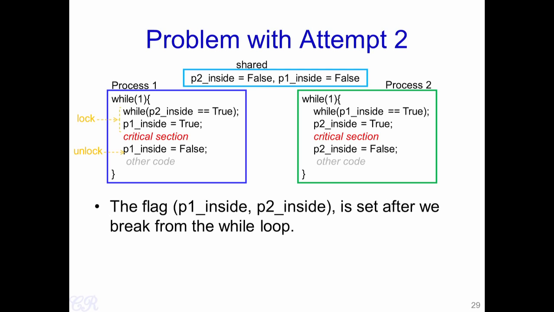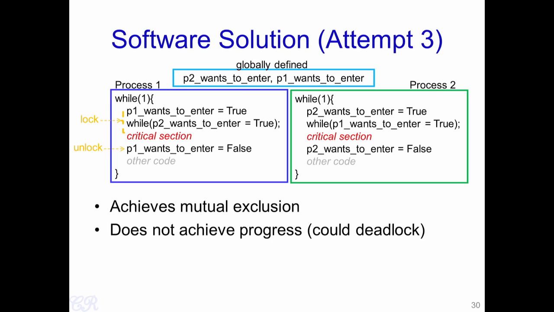So, let us see if we can actually change this ordering a bit. We will start with the third attempt for solving the critical section problem, and what we will do is just a simple change. We will have these two flags. Instead of P1_inside, we will now have P1_wants_to_enter and P2_wants_to_enter into the critical section. Essentially, each of these flags is set to true when the corresponding process wants to enter into the critical section.